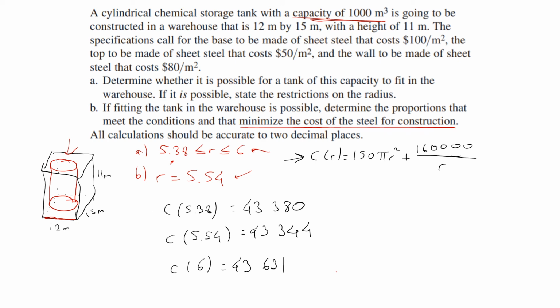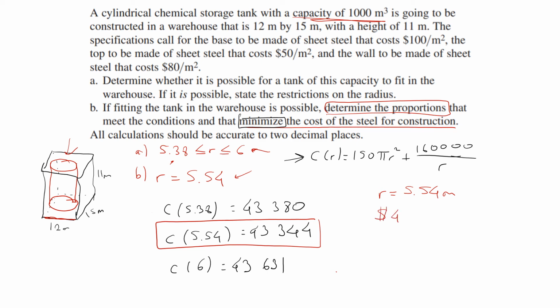43,631 for this one. So because it says minimize, I need to find the value that is the smallest between these three. So I know the smallest value is this one right over here. So that is going to be my answer. Since it says determine the proportions of it, I know that my radius is 5.54 meters. So that's my radius given. I know my cost, which is going to be 43,344. That's what it represents.